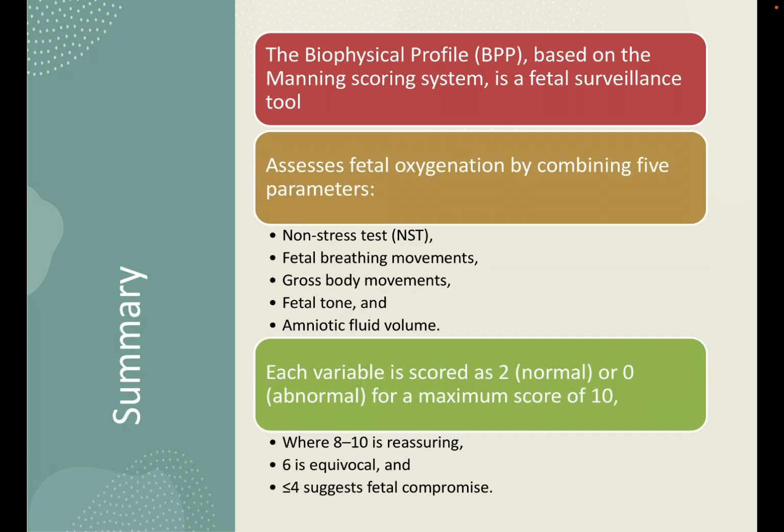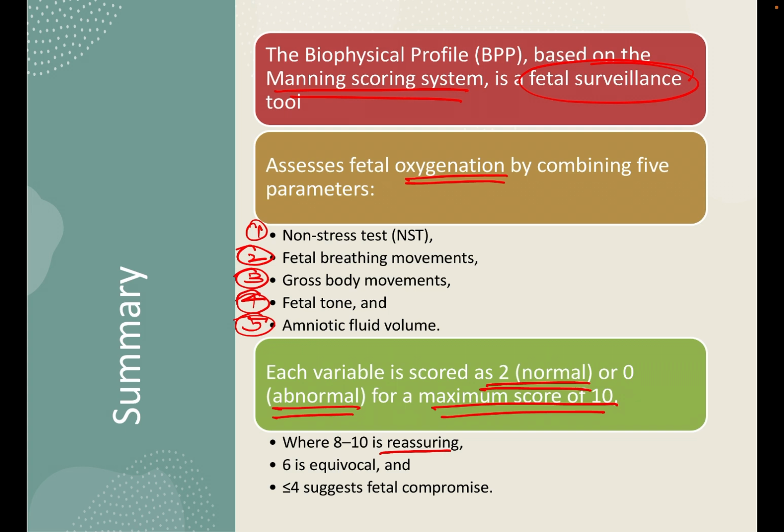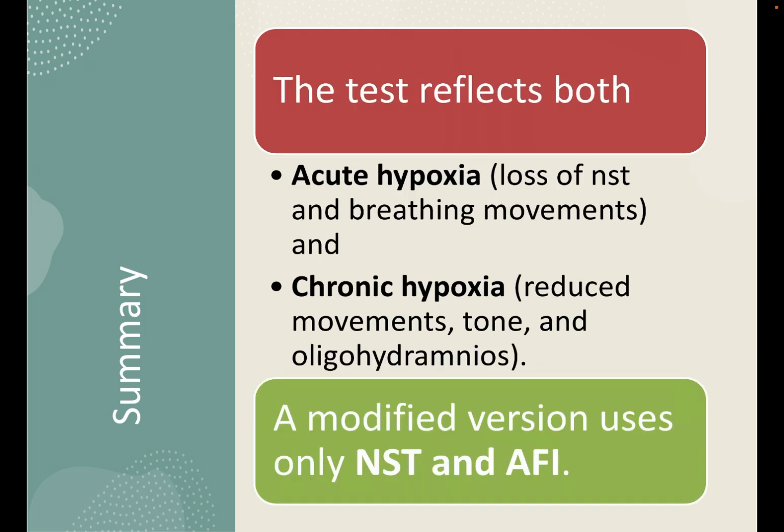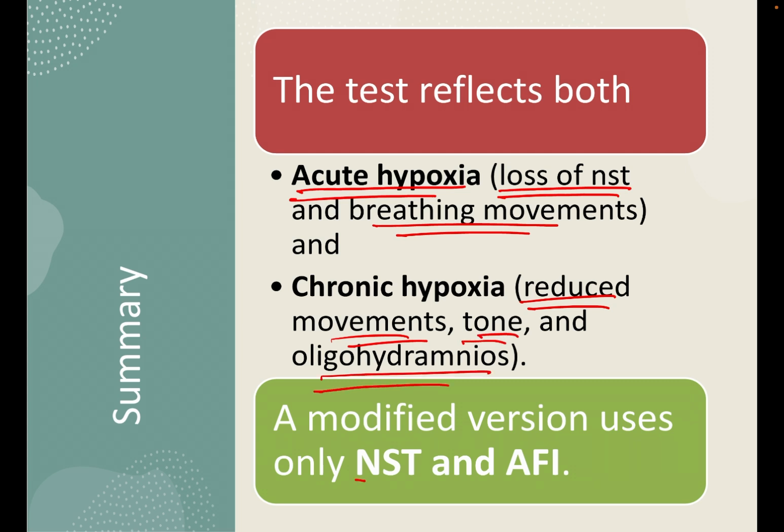So to summarize, biophysical profile is based on the Manning scoring system and is a fetal surveillance tool. It assesses fetal oxygenation by combining 5 parameters: non-stress test, fetal breathing movements, gross body movements, fetal tone, and amniotic fluid volume. Each variable is scored as 2 in case of normal and 0 for abnormal, with a maximum score of 10. 8 to 10 is reassuring, 6 is equivocal, and 4 or less suggests fetal compromise. The test reflects both acute hypoxia, where there is loss of NST and breathing movements, and chronic hypoxia, where there is reduced movements, tone, and oligohydramnios. A modified version uses only NST and AFI.